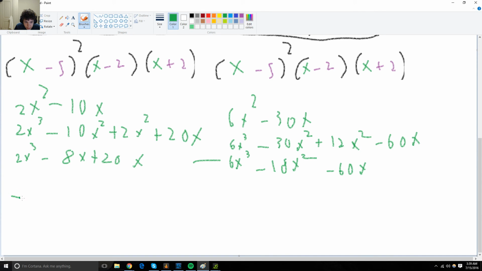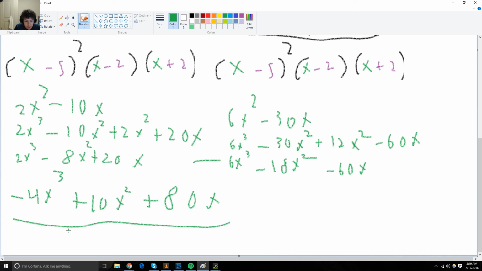Negative 4x cubed minus 26, that's wrong. Negative 8 minus 18. You have to distribute the negative, so you know how to distribute. You can figure that out. 8 plus 18, so it's going to be plus 10. So that's going to be plus 80x over that denominator. I don't think we're even done yet.